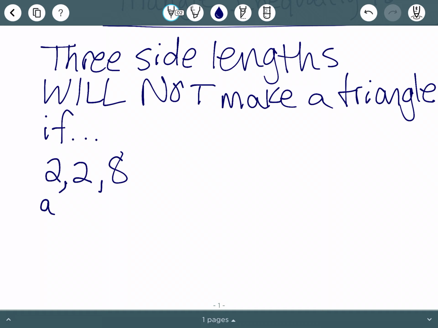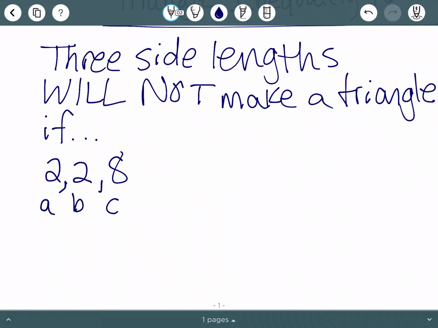I'm going to label my sides A, B, and C. C is always going to be the longest. C is going to be the hypotenuse. You will find out, that's our longest side of a triangle. It always has to be C. So the longest will always be C. The hypotenuse is always C. So hypotenuse and side C always have to go together.